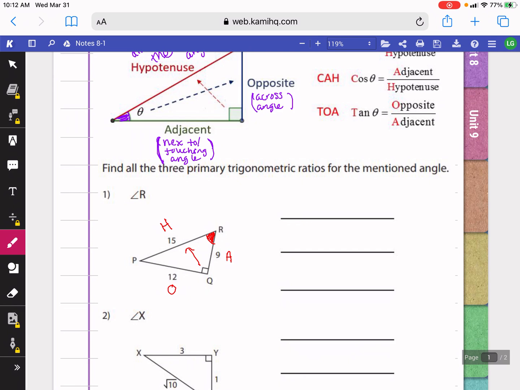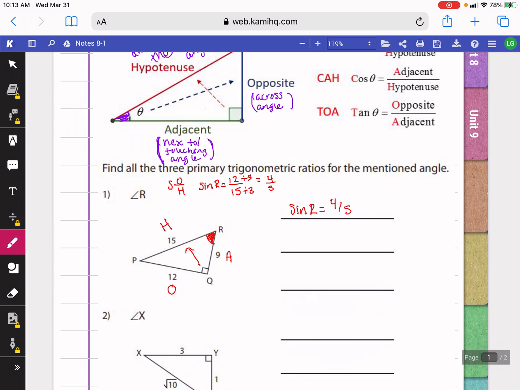So let's start with sine. For sine, you're using SOH. I like to write it as a fraction so you remember where O and H go. So for sine, we're using SOH. That means sine R is going to be equal to opposite over hypotenuse. That's what that O and H means. So here our opposite is 12 and our hypotenuse is 15. We can simplify by dividing those by 3. This will come out to 4/5. So sine of angle R is equal to 4/5.